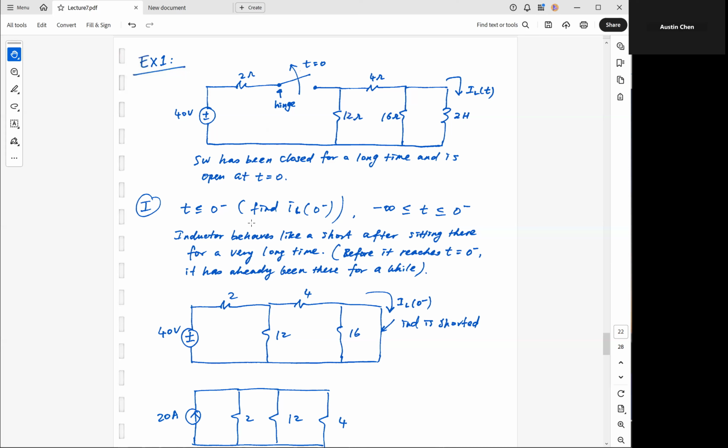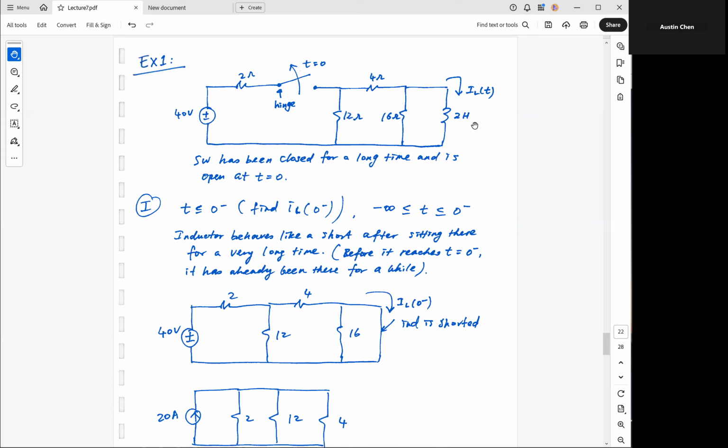We need to first sketch out the circuit diagram before the switching event. Before the switching event, the circuit is closed, assuming this switch is closed. So we have 40 volts, 2 ohm, 12 ohm, I'm just following this, and then 16 ohm.